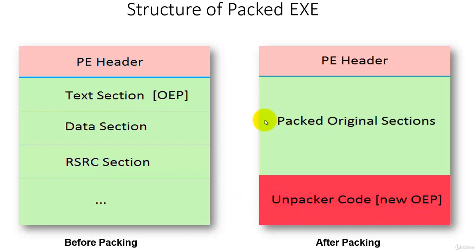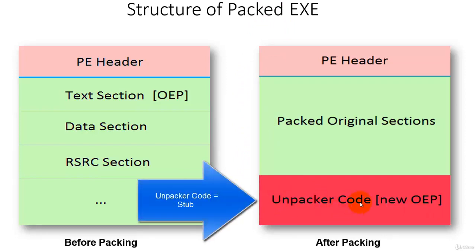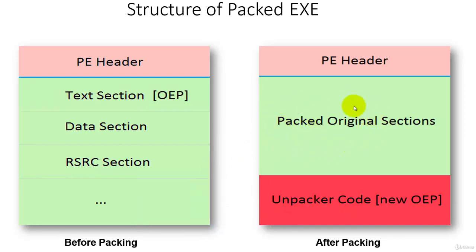So when the program runs, it will jump to the unpacker code, also known as a stub. And the packer code will then uncompress the packed original file into memory so that it becomes like this. Only then it will execute. So that is why we have difficulty patching the packed file, because the packed file is in a compressed state.